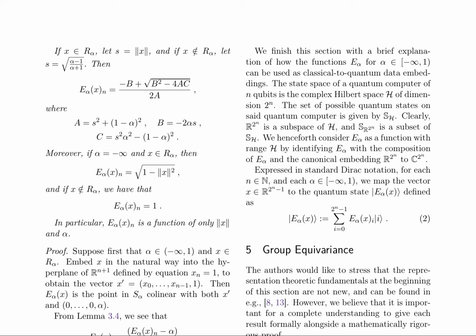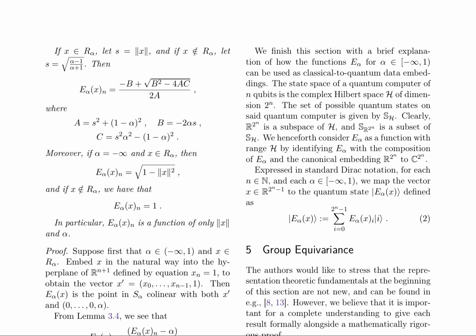Here is a combined summary of pages 7 and 8 of the research paper. The authors introduce a novel function, E-alpha, which maps a vector x in R^n to a quantum state in a Hilbert space H. The function E-alpha is defined as the point in S-alpha collinear with x̃ and (0, 0, alpha), where x̃ is obtained by embedding x into the hyperplane of R^(n+1) defined by x_(n+1) equals 1. The authors prove that E-alpha(x) is a function of only ||x|| and alpha.